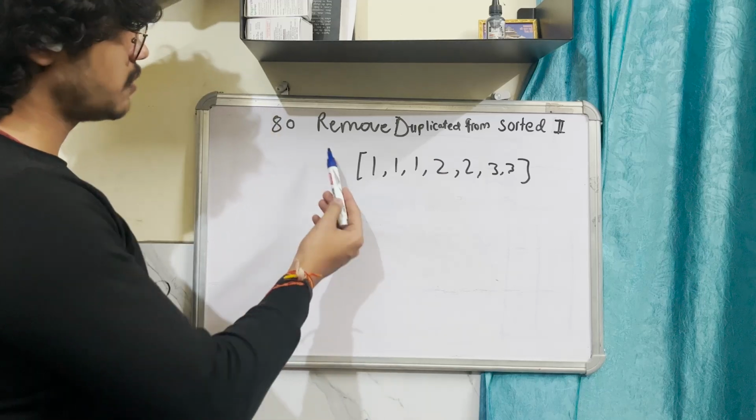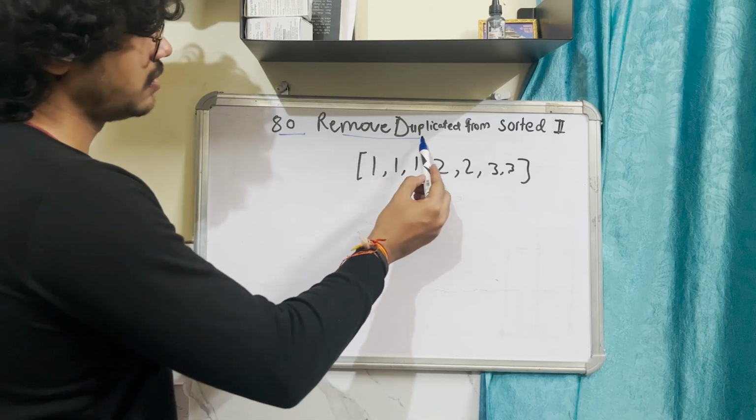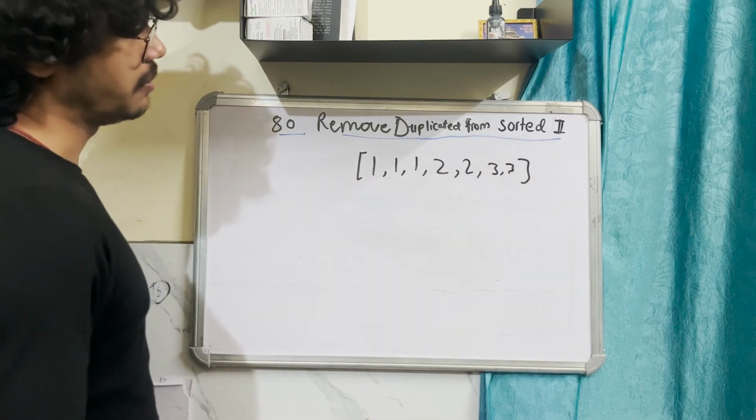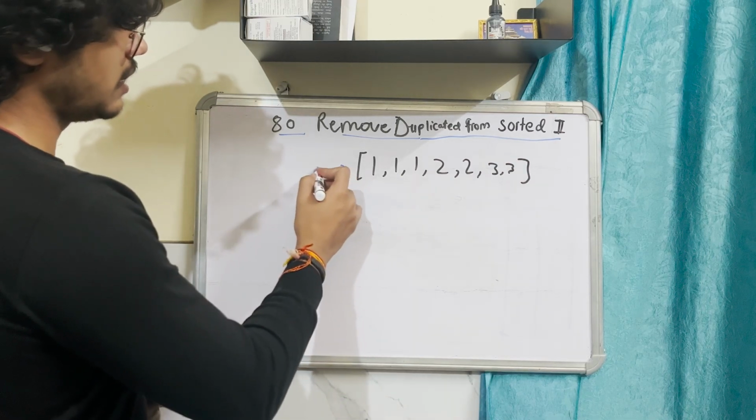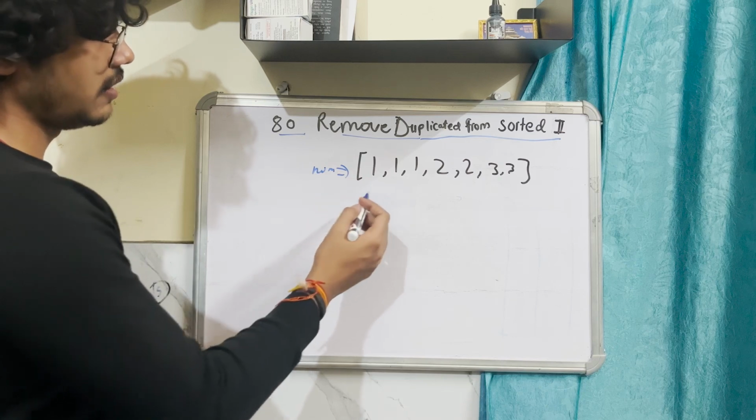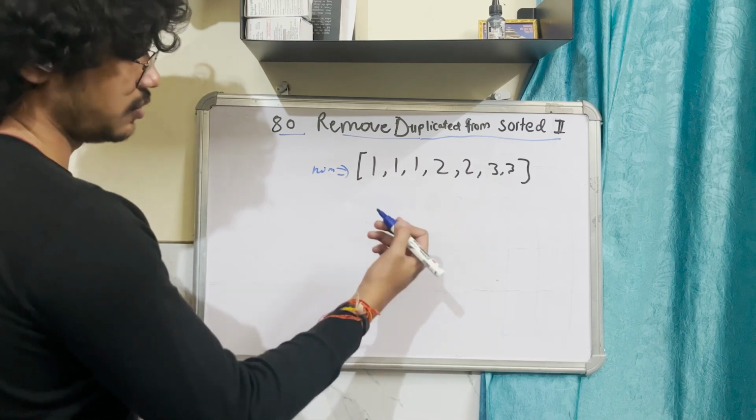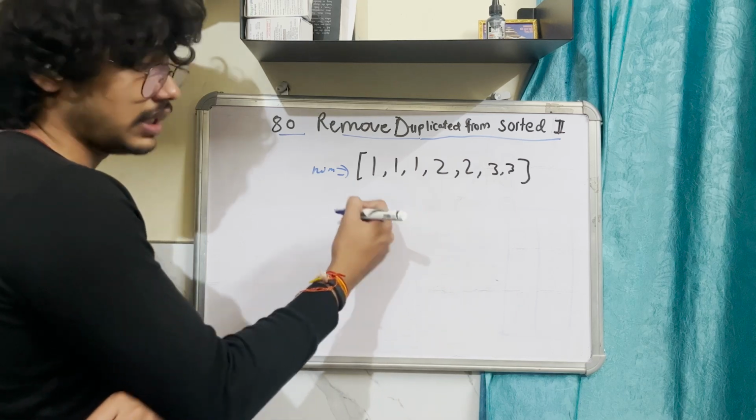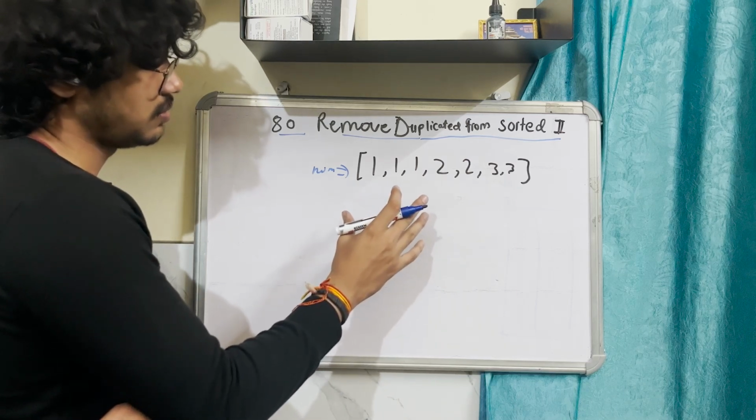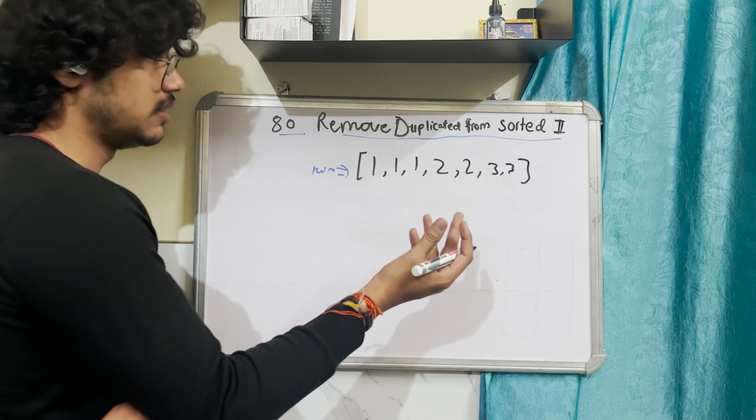Guys, we are going to discuss problem number 80, which is Remove Duplicates from Sorted Array 2. The question is pretty simple. Basically, you are given an array nums and you have some elements which are duplicate. So you have to return an index. First let me tell you what this question is saying in layman's terms.